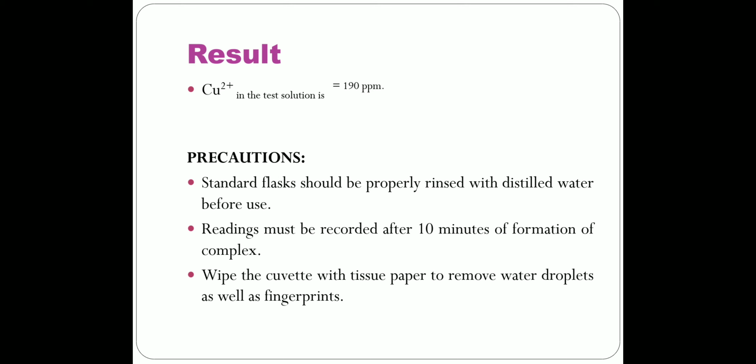There are some precautions we need to follow for this experiment. Number 1, the standard flasks should be properly rinsed with distilled water before we prepare the solutions. Number 2, the readings must be recorded after 10 minutes of the formation of the complex. And number 3, we need to clean the cuvettes with the help of tissue papers. Also the cuvettes should be filled 3/4 only. Otherwise, if you fill the cuvette till the end, there's a chance that the solution may spill out in the instrument, and it is going to spoil the instrument.